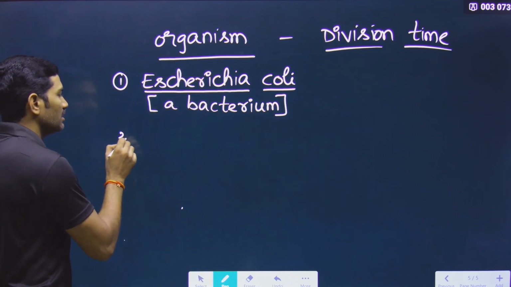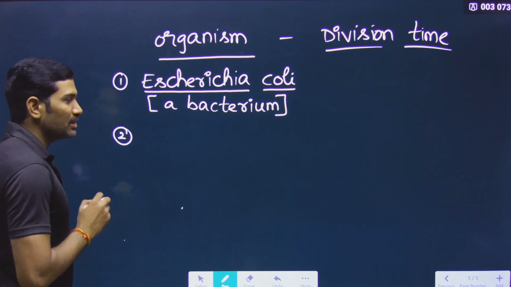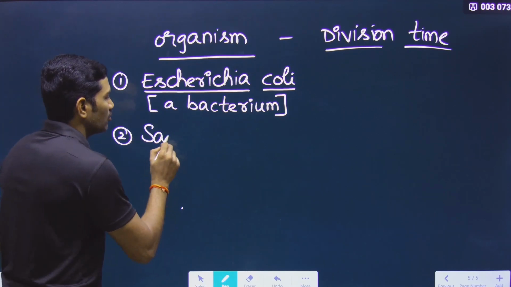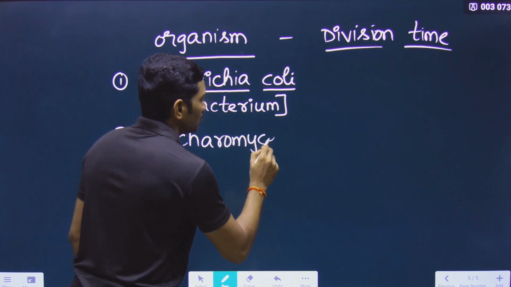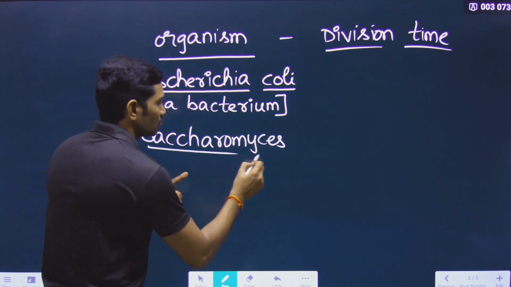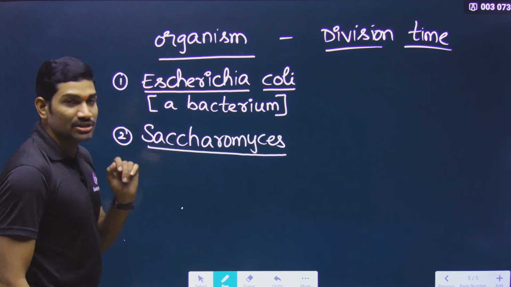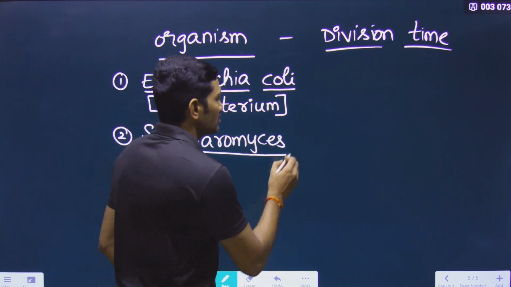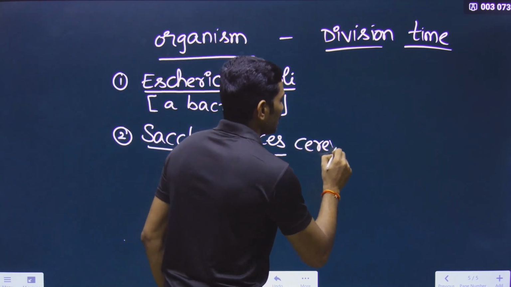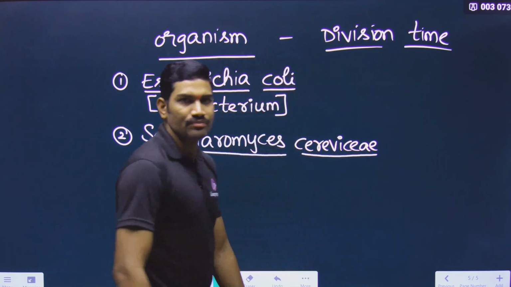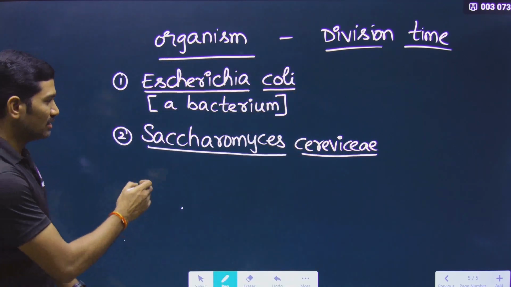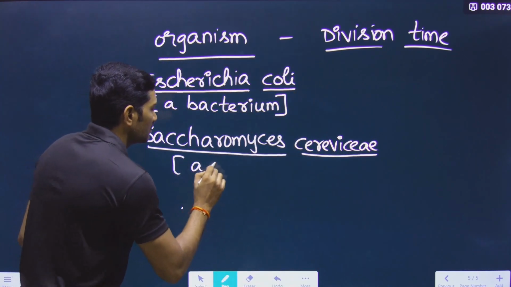Now we are going with another example. What is this particular example? It is Saccharomyces. This is also a scientific name. Saccharomyces is the genus name. So we are underlining separately because it should be in italics. And then the species name, it is cerevisiae. Saccharomyces cerevisiae. This is the scientific name. And what is this particular organism? It is a yeast.